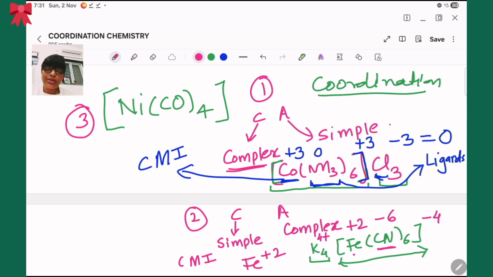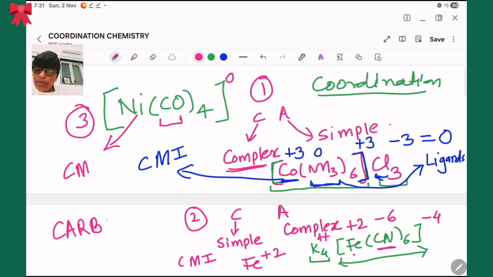Potassium is a counter ion, right? Now the third example. So here the nickel is the central metal. What is it? Whether it's an atom or an ion, let's check out. So the total charge on this complex is 0. Carbon monoxide is called carbonyl.